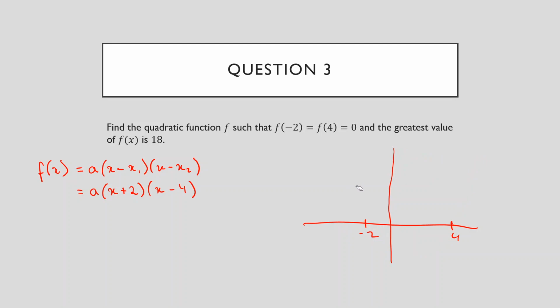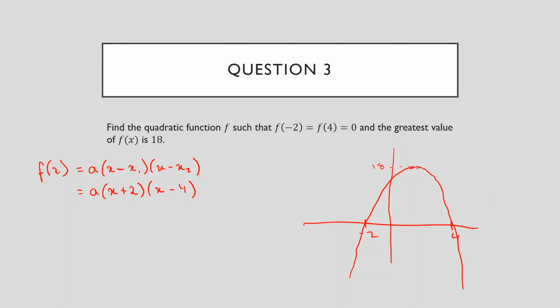The only other way that it could happen is if it was inverted and it had a turning point somewhere up here, and the value of that turning point was 18. So that seems to be the most likely scenario. So basically we just need to work out the coordinates of that turning point. And that will allow us to input an x value into here, make this equal to 18, and then allow us to solve for a.